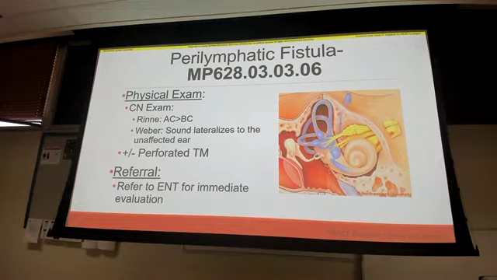Physical exam, so we'll do our full HEENT exam. We want to make sure we do our cranial nerve exam. We expect AC over BC. Weber will lateralize to the opposite ear that's affected if they have that hearing loss, plus or minus a perforated TM. And we definitely want to get ENT involved if we are thinking of perilymphatic fistula.